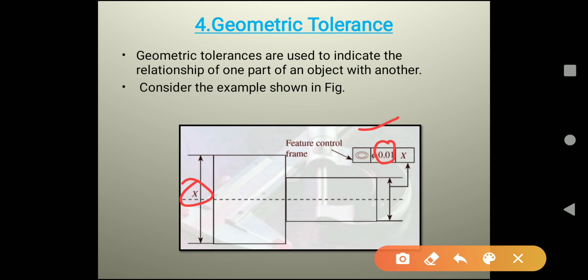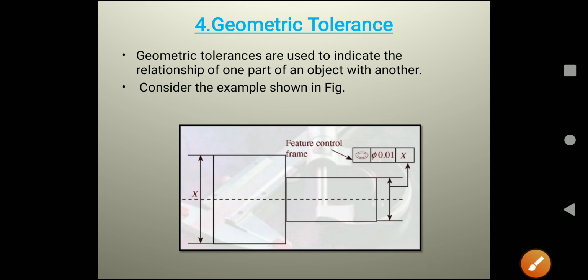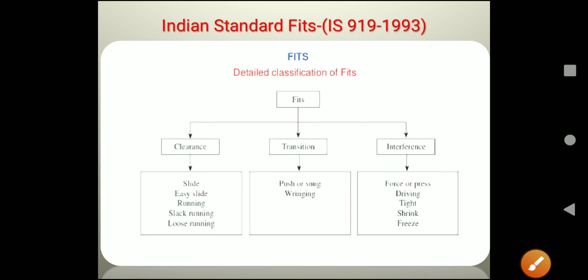So here are two different cylindrical parts, we can say part number 1 and part number 2. So the concentricity of part number 1 with respect to part number 2 can be tolerated up to 0.01 mm. So those were the four types of tolerance system, that is unilateral, bilateral, compound tolerance and geometric tolerance.